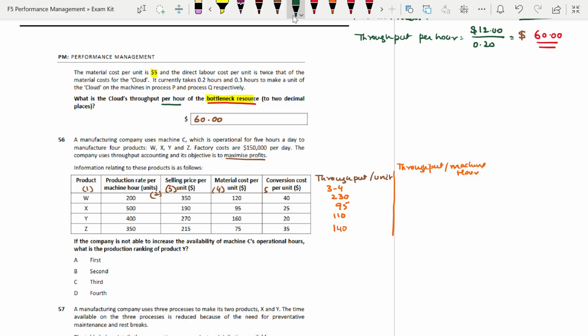Now what we have to calculate is throughput per machine hour, which is nothing but column 2 times column 6. 200 times 230 comes to 46,000. 500 times 95 is 47,500. Okay, 44. 140 times 350.